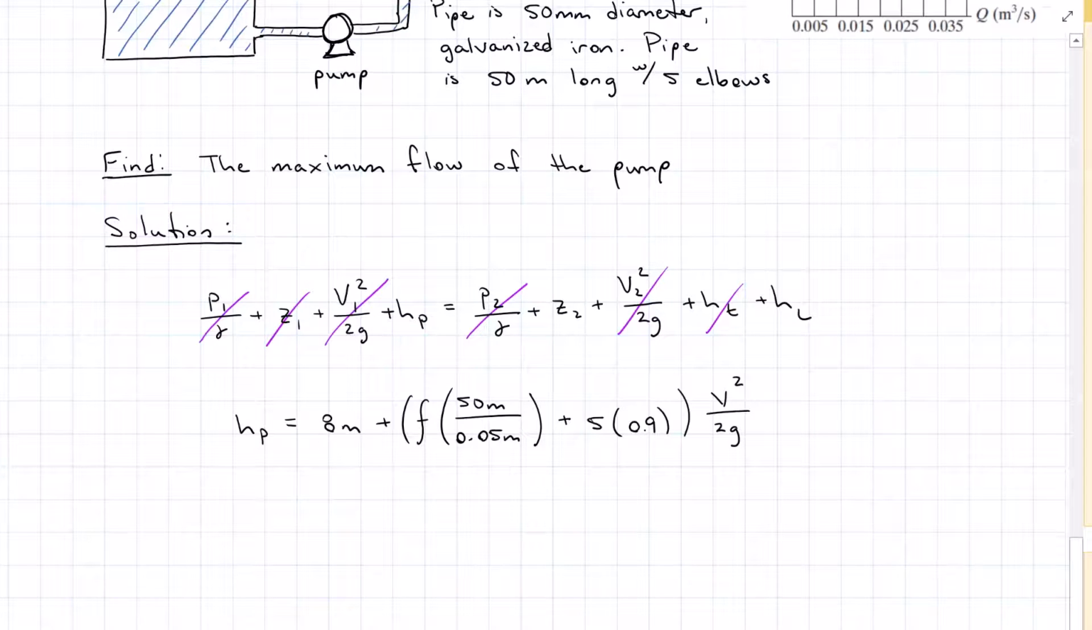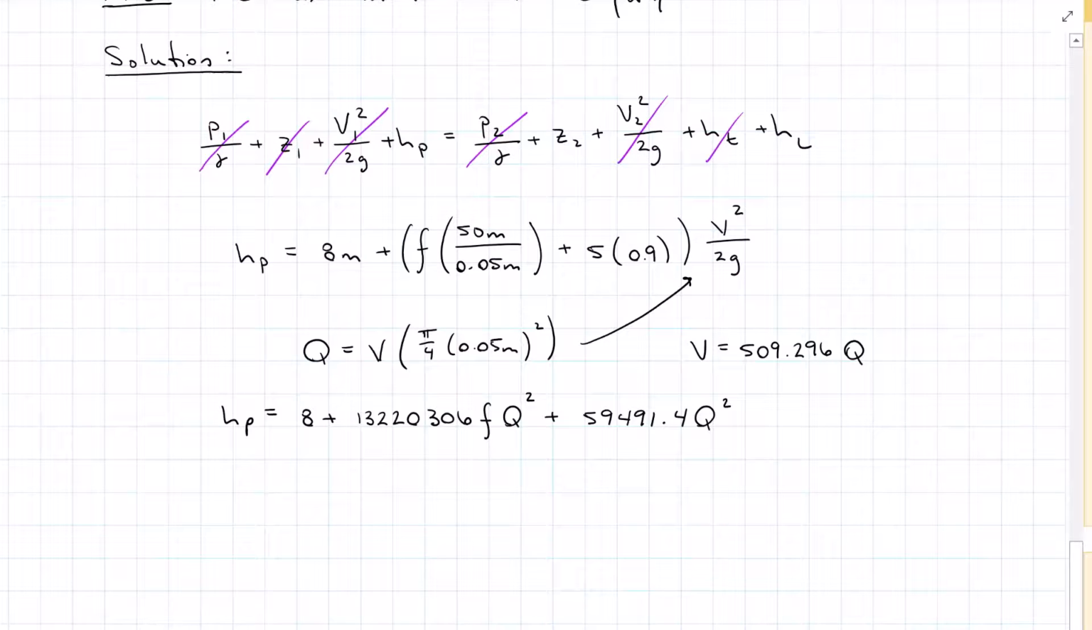Now this time I have 3 unknowns. In the last example I was given a friction factor. This time I'm not. So we're going to have to do even more guessing and iteration than we did the last time. But first, cleaning this up, our pump head equation expands out to this mess. What is that? 13,220,306 friction flow squared plus 59,491.4 flow squared plus 8.